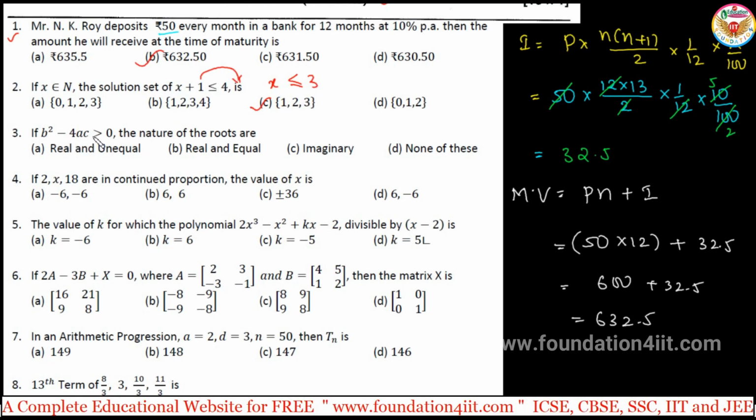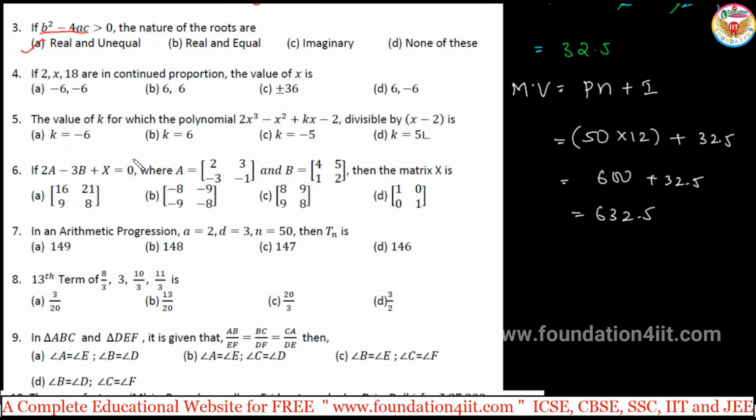And b square minus 4ac is greater than 0, then the nature of the roots. This is the discriminant. If the discriminant is greater than 0, then the roots are real and unequal. If it is equal to 0, real and equal. If less than 0, imaginary. Okay. So the nature of the roots is real and unequal. Next one.